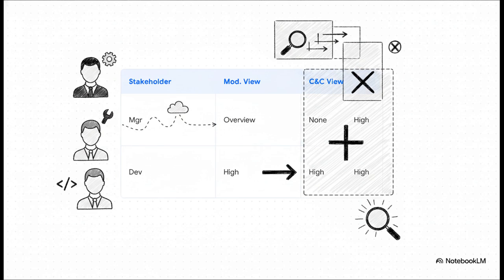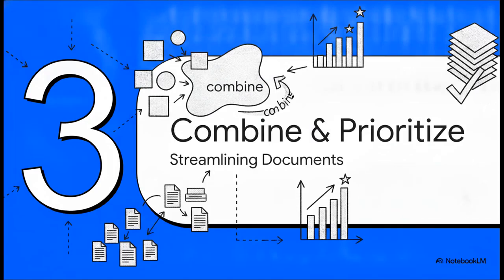If a view only requires an overview for a couple of people, it's what we call a marginal view. You don't need a whole separate blueprint for that. Just combine it with a stronger view using a simple graphical overlay. And that leads us perfectly into step 3, combine and prioritize.